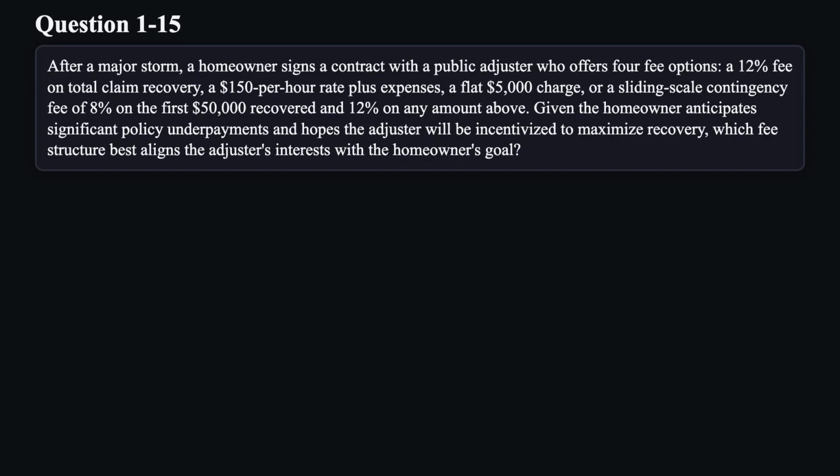Question 15. After a major storm, a homeowner signs a contract with a public adjuster who offers four fee options: a 12% fee on total claim recovery, a $150 per hour rate plus expenses, a flat $5,000 charge, or a sliding scale contingency fee of 8% on the first $50,000 recovered and 12% on any amount above. Given the homeowner anticipates significant policy underpayments and hopes the adjuster will be incentivized to maximize recovery, which fee structure best aligns the adjuster's interest with the homeowner's goal?